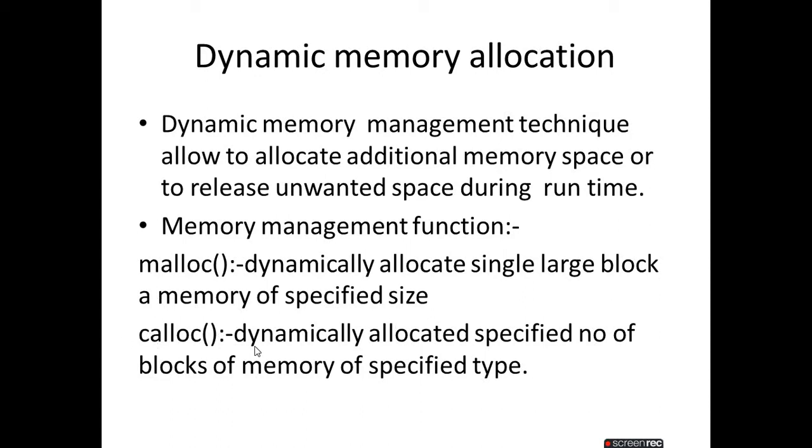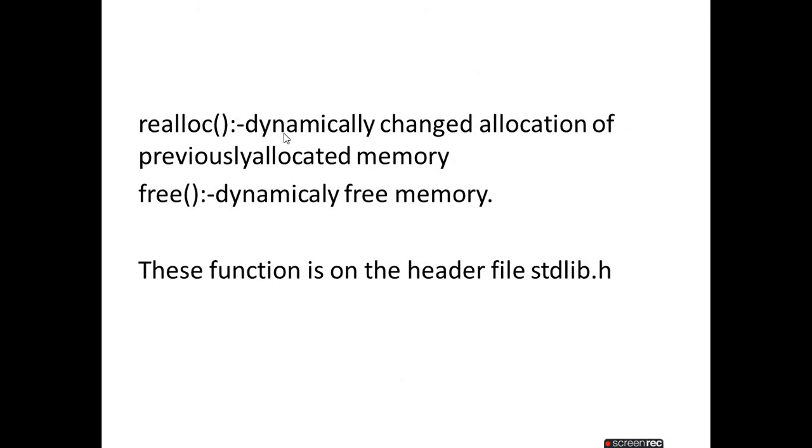Next is calloc. It dynamically allocates a specified number of blocks of memory of a specified type. The difference between malloc and calloc is that malloc allocates a single large block of some specified size, while calloc allocates a number of blocks. I will show you how to use malloc in the source code as our course progresses. Realloc dynamically changes the allocation of previously allocated memory.